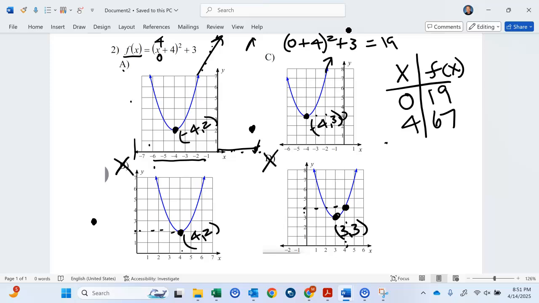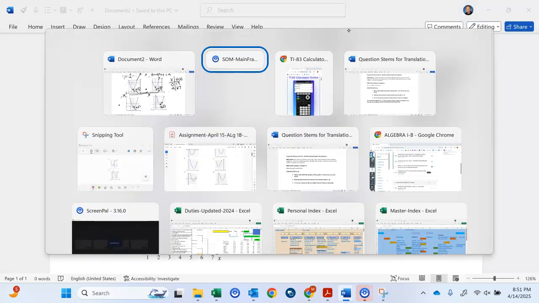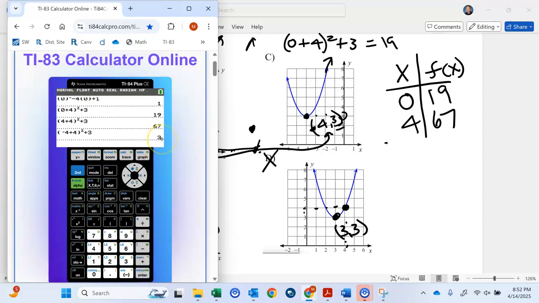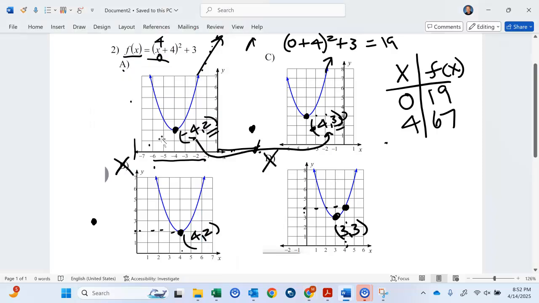How are they different? Well, look at when x is negative 4 for both of them. They have different y values. It's either 2 or 3. So I'm going to try negative 4 in this equation. Okay, so let's go, and remember, it's got to be negative, not minus. So I'm going to go parenthesis, negative 4, plus 4, parenthesis, to the power of 2. Come back down, plus 3, enter, and I get 3. So when x is negative 4, it should be 3.